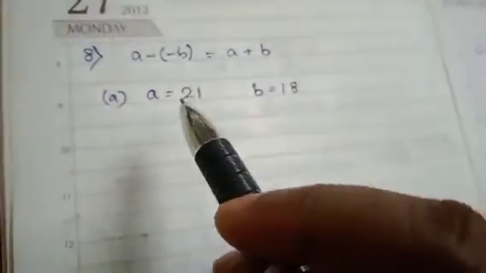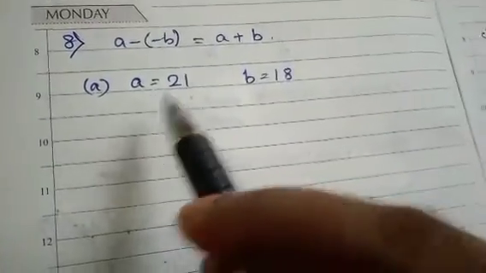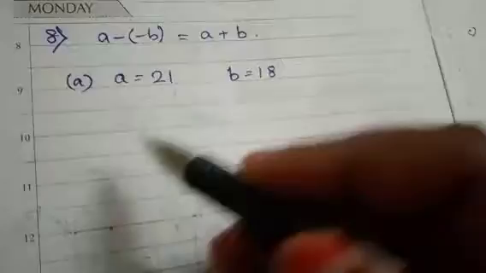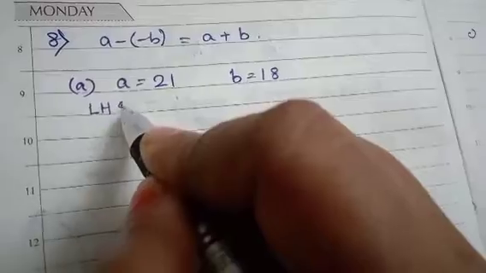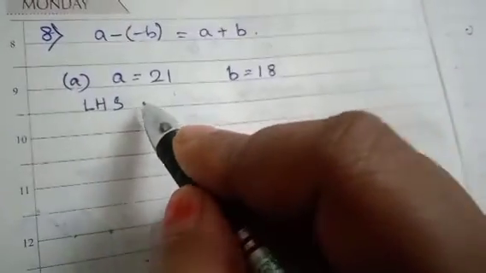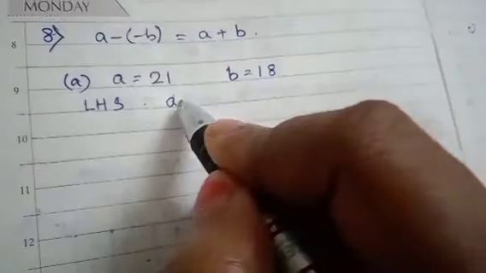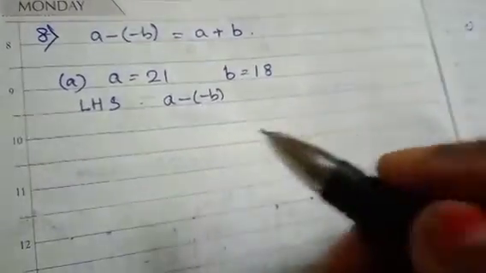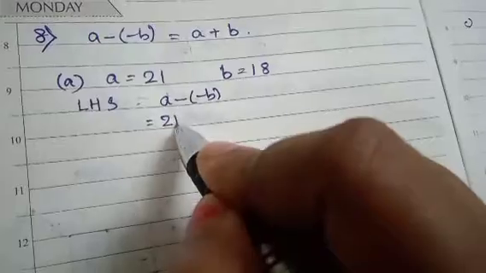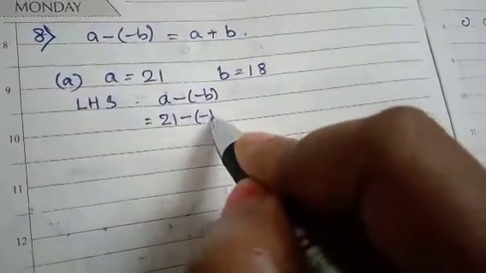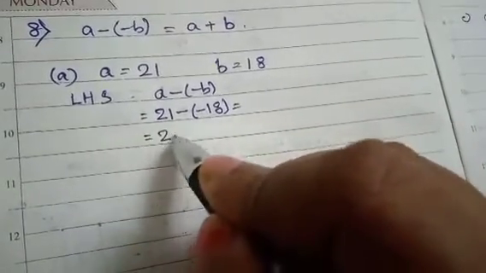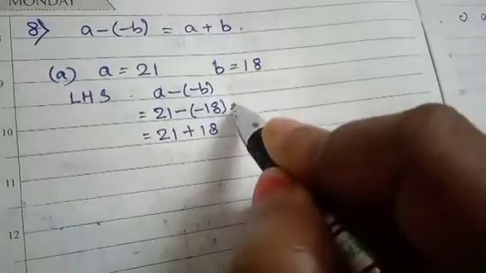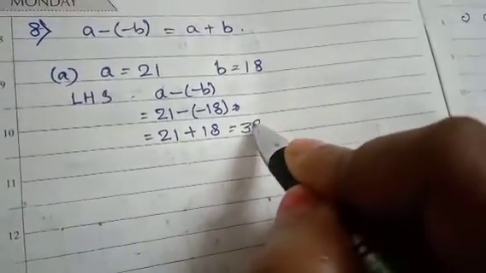An equation is already given and I need to verify this equation with the given values of a and b. So first I will write LHS. What is LHS? Left hand side. So what is the left hand side here? a minus of minus b. I will find it out. So what is it equal to? 21 minus of minus 18. So that is 21 plus 18. Okay. So that is equal to 39.